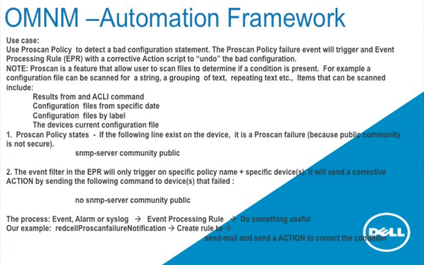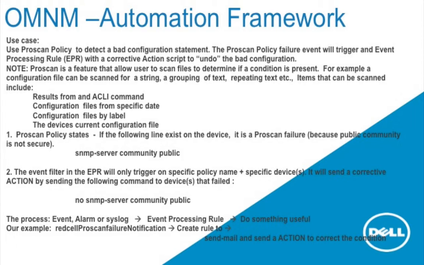So the process is, you've got a Proscan policy. It states if the following lines exist in a Proscan, it is a Proscan failure. This is because what our Proscan is basically saying is, we do not want the public community on our box, SNMP server community public. We do not want the string on our box because it is not secure. So our Proscan would be set up this way, and I'll show you what that looks like.